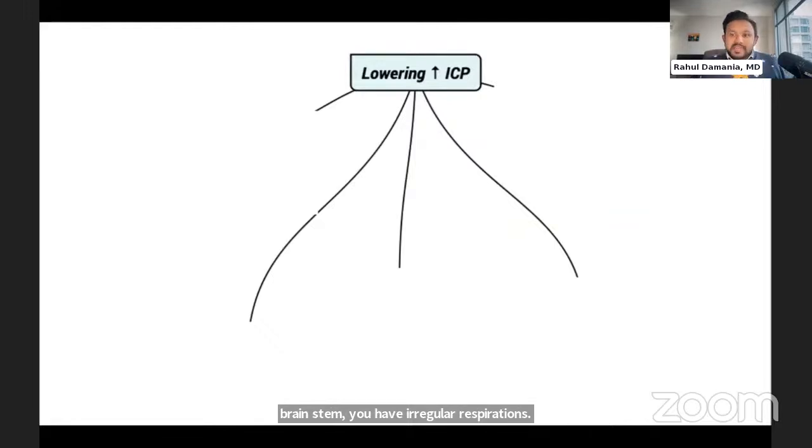So what are going to be some Step 2 CK management tips for lowering ICP? We talked about hypertonic saline as one of them. Mannitol could be as well. Give me another way that we can reduce intracranial pressure in a patient who is exhibiting Cushing's triad. Go ahead and type that into the chat. What is another way we can reduce the intracranial pressure? Many of you are saying hyperventilate.